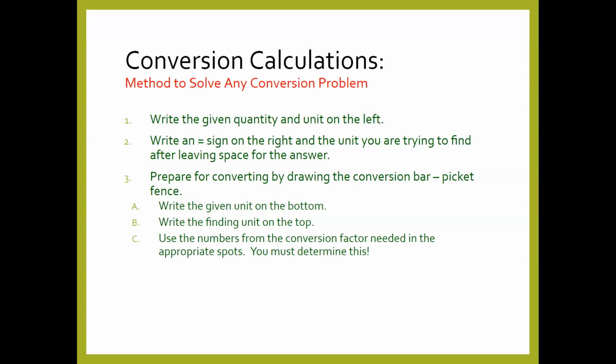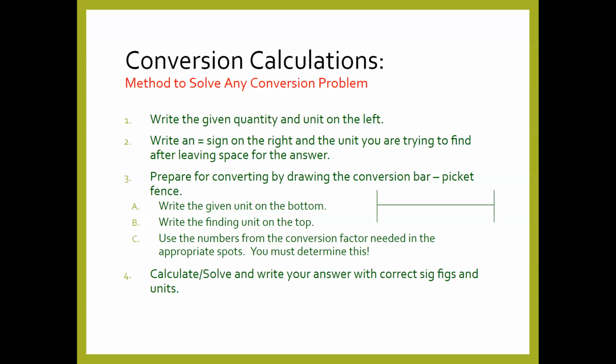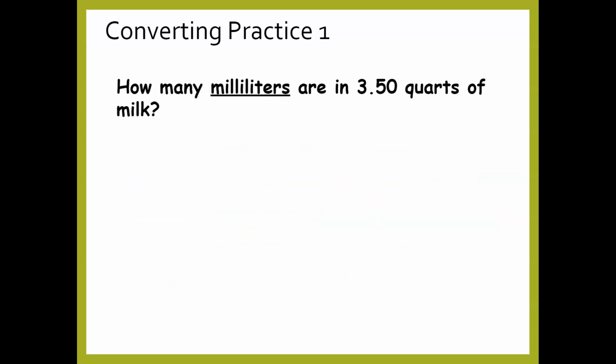In the future, there are going to be some more relationships in chemistry that you're going to have to understand and know. So you have to determine this. And then finally, we can calculate and solve by making sure that we do the math right. It's that simple. So let's look at a problem. Oh, there's the picket fence.